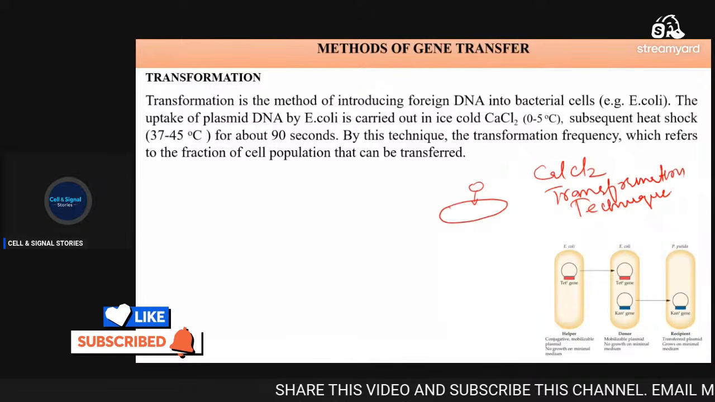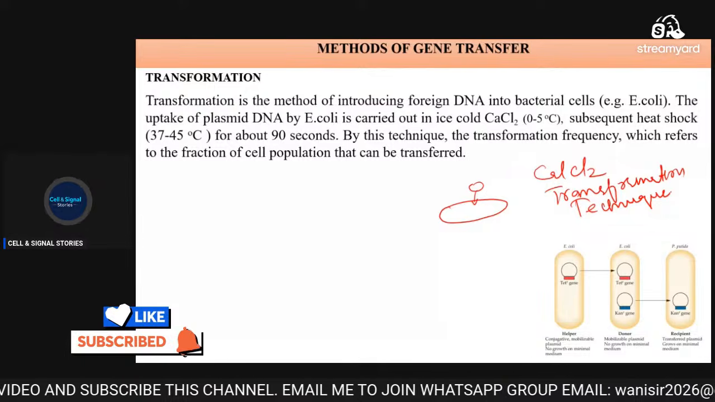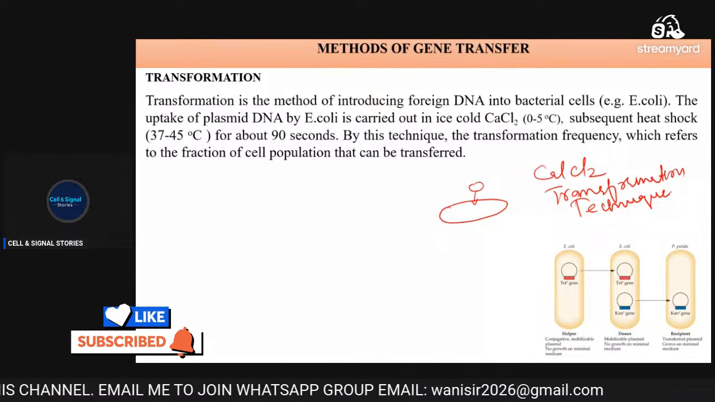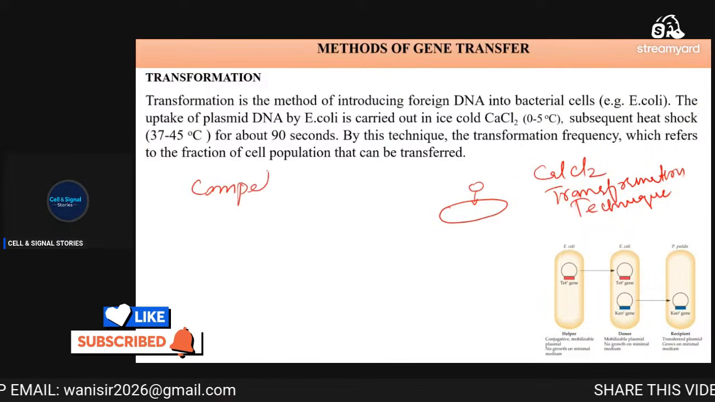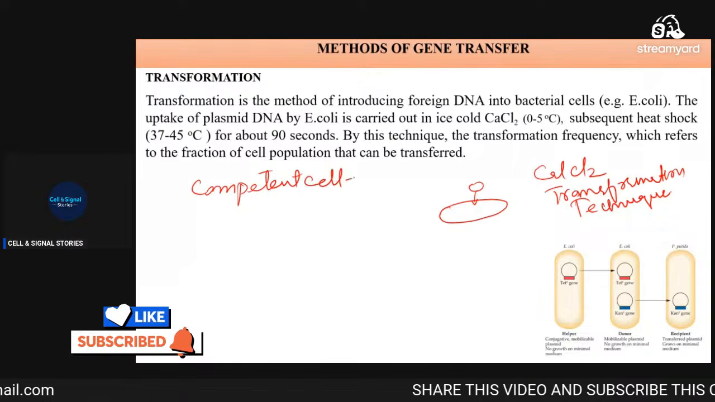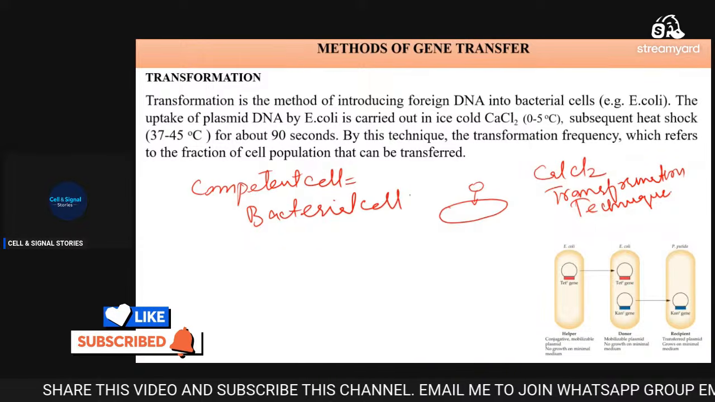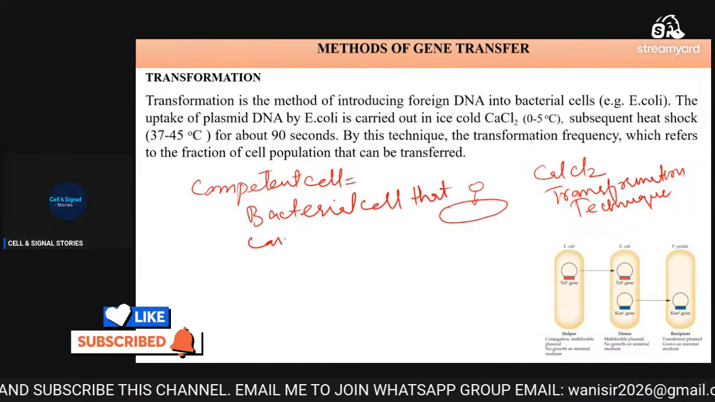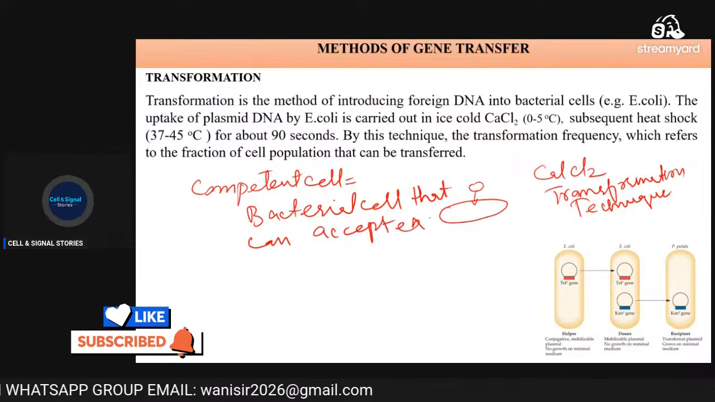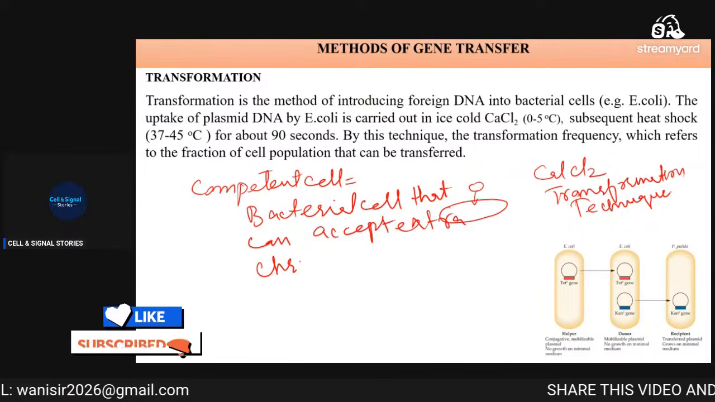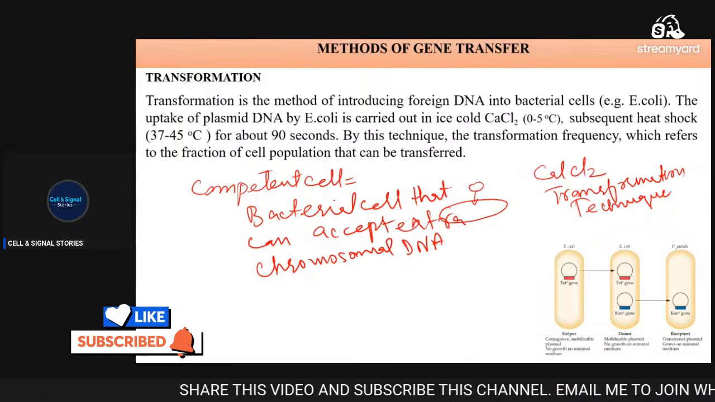First of all, we will try to understand what a competent cell is. Competent cells are the bacterial cells that can accept extra chromosomal DNA, that is, naked DNA. So they are the bacterial cells that can accept extra chromosomal DNA.